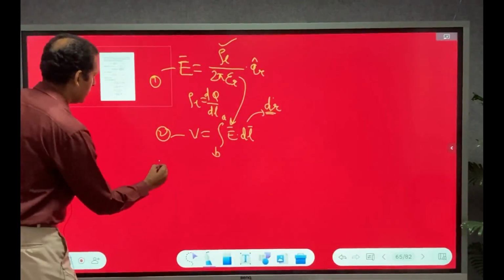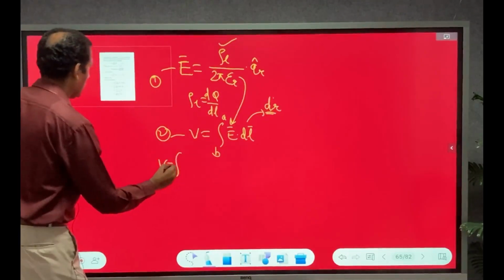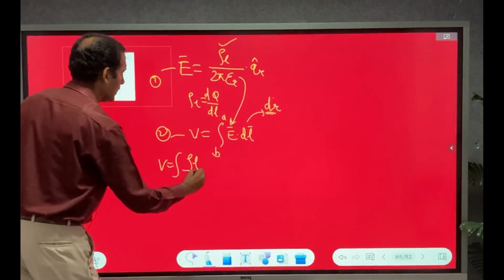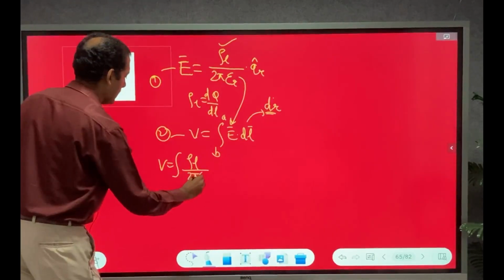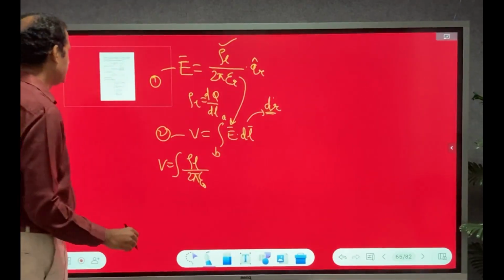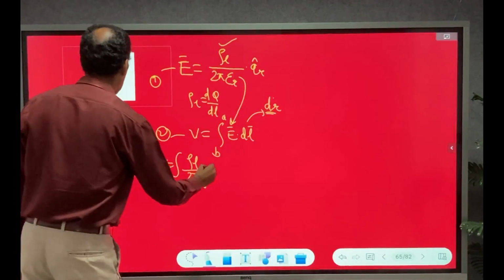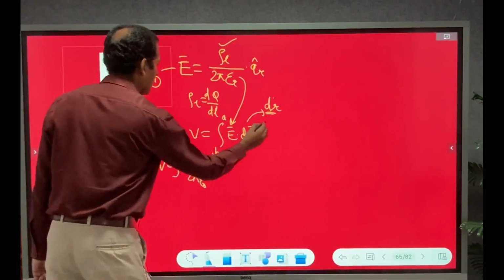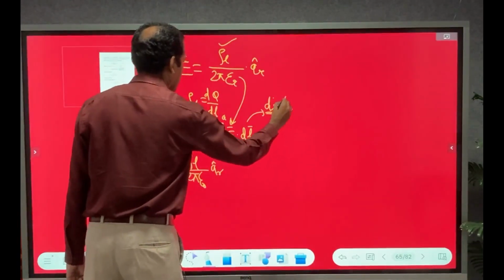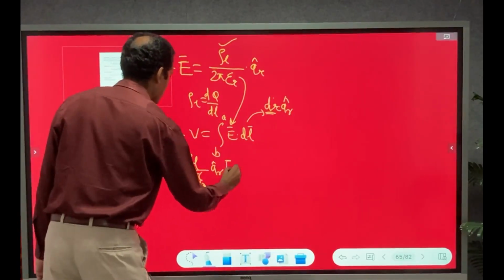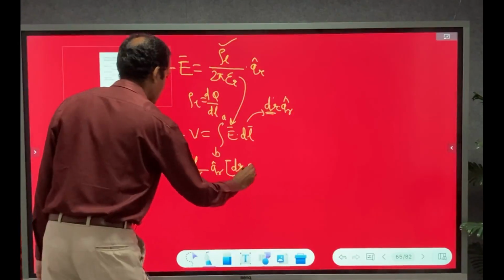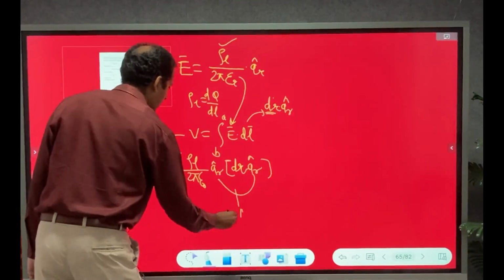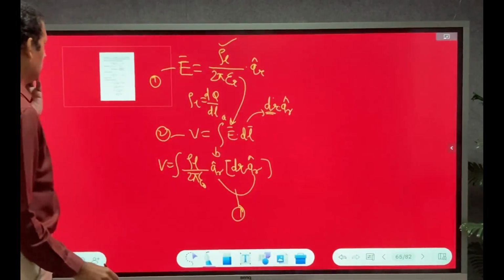So V will be equal to the integral of rho L divided by 2 pi epsilon naught, then epsilon naught AR cap, and this dr AR cap we have to keep. There we have dr dot AR cap. So these two dot products will become 1, right?